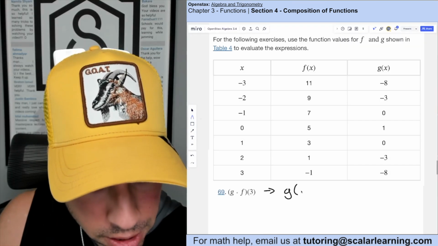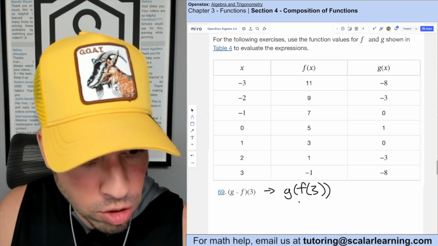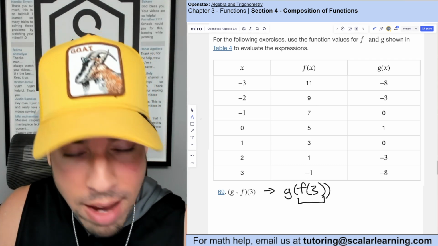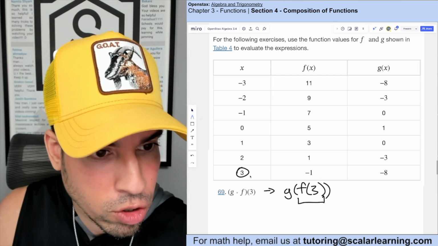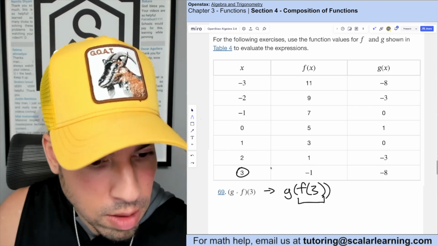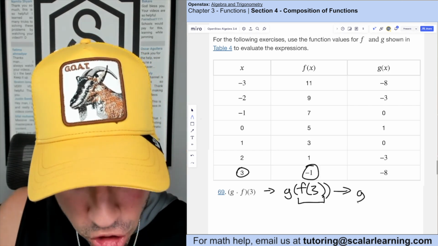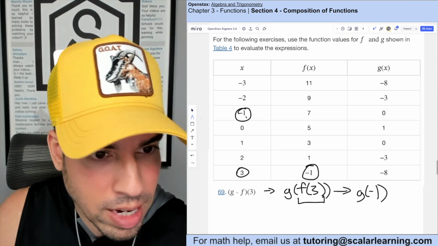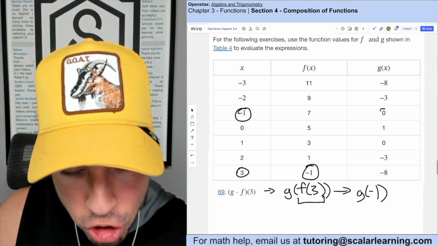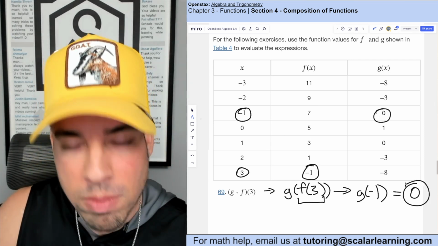Boom. Done. Again, I'm going to rewrite this as g of f of 3, right? It's identical notation. It's just easier to process the fact that we're first starting with f of 3, the inside part. So f of 3 is the function value of f when x equals 3. That's negative 1. And then we're going to make this g of that inside part of negative 1. So here's -1 for the x value. What is the function value of g when x equals -1? That is 0. Boom, done.